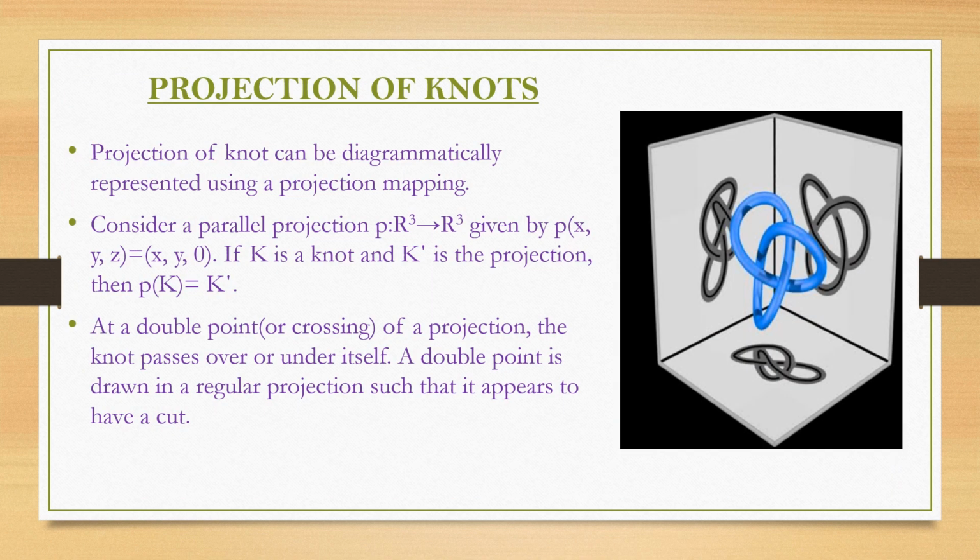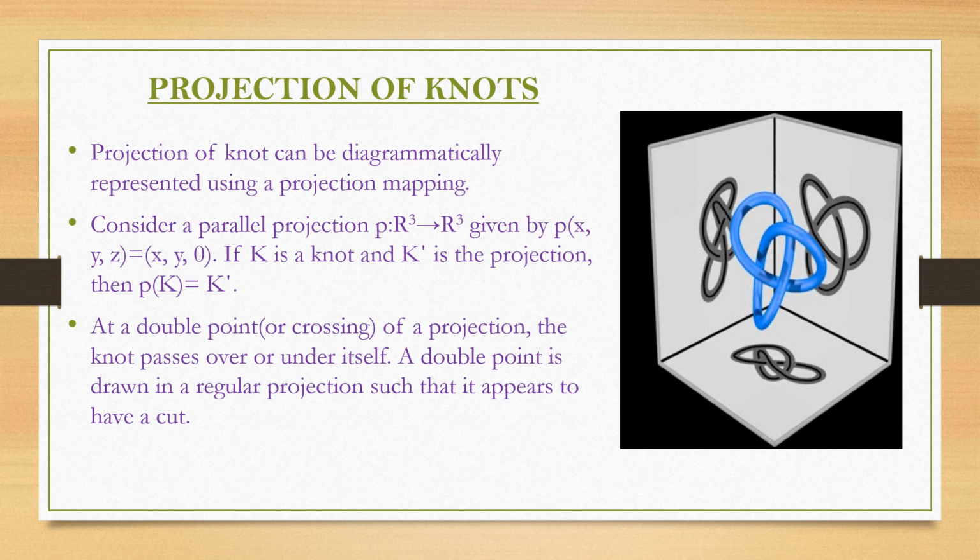Now we speak about a basic as well as an important topic in studying different types of knots. As I mentioned earlier, knots are situated in space, that is in R cube. So in order to study these knots in R cube, we study different projections of the knot in a plane. So the mapping that brings a knot in space to a projection in plane is called a parallel projection. It is a mapping from R cube to R cube. And if K is a knot and K dash is a projection, K dash must be an image of K under parallel projection.